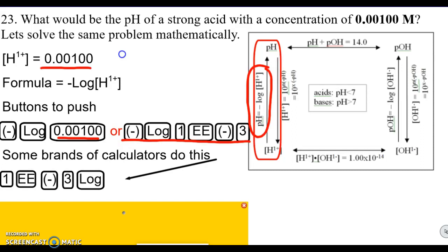Try that, see if you actually get the answer, which we know to be 3. If you don't get 3, things are not going well on your calculator. You need to play around a little bit or come in for some extra assistance.